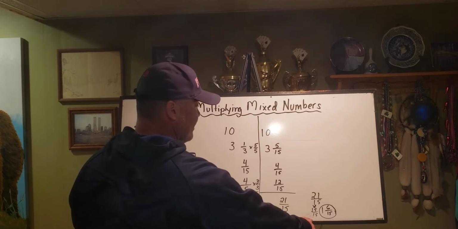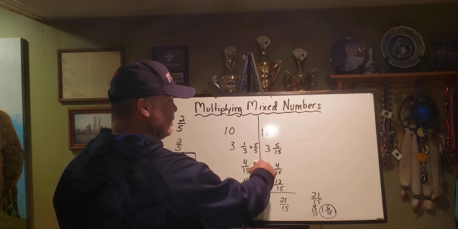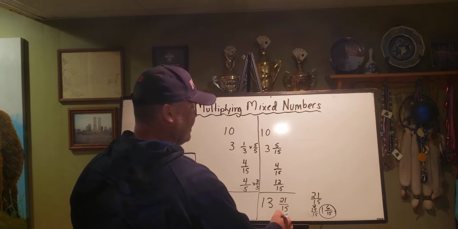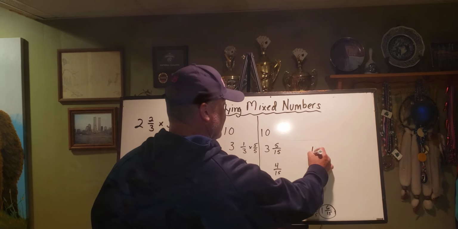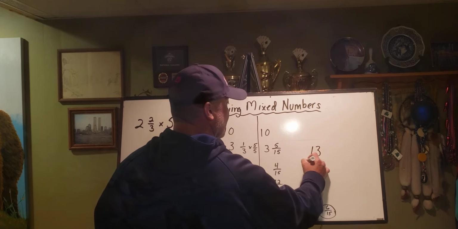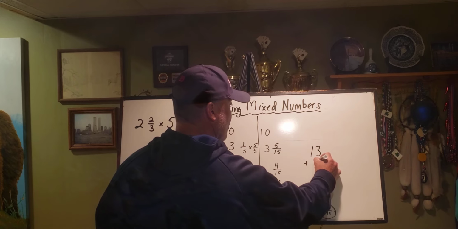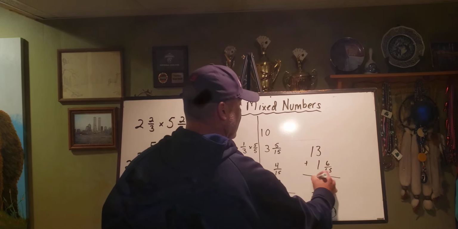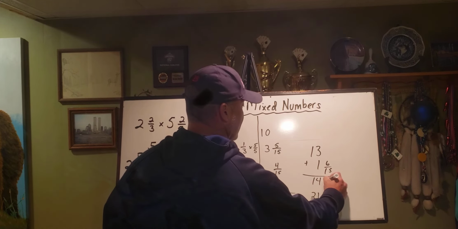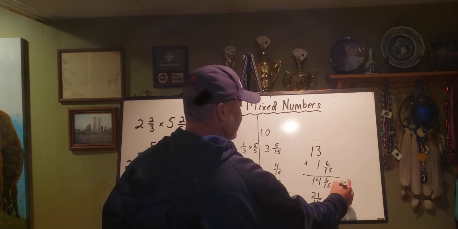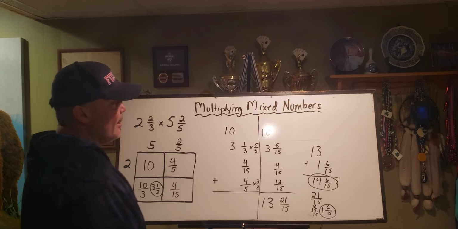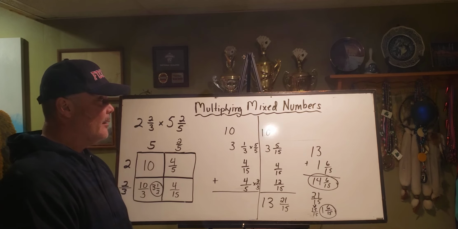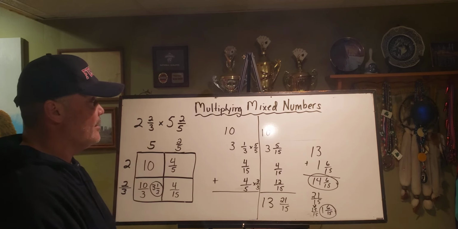Now I can add that to my 13. So 13 and 21/15 really means 13 plus 1 and 6/15. And that would equal 14 and 6/15. Now, it's a little sloppy. I'd like it to be neater, but I know that mathematically it works itself out.